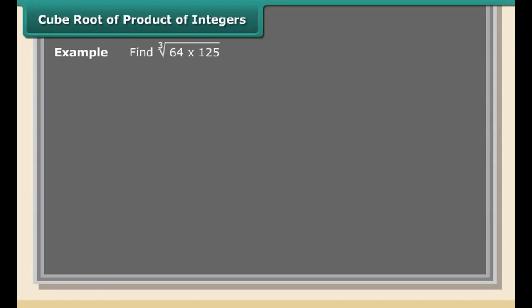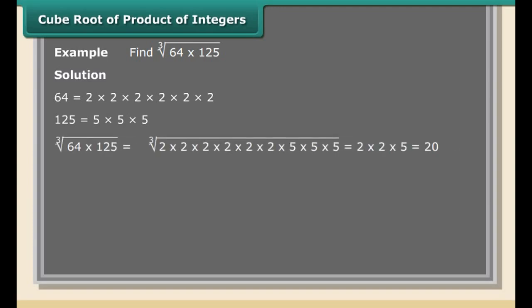Cube root of a negative number. We have seen that the cube of a negative integer is negative. For example, (-5)³ is equal to -5 × -5 × -5, which equals -125. It follows that the cube root of -125 is equal to -5. That is, the cube root of -125 is equal to minus the cube root of 125, that is, -5.